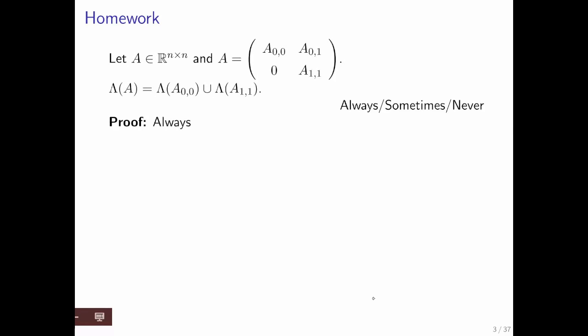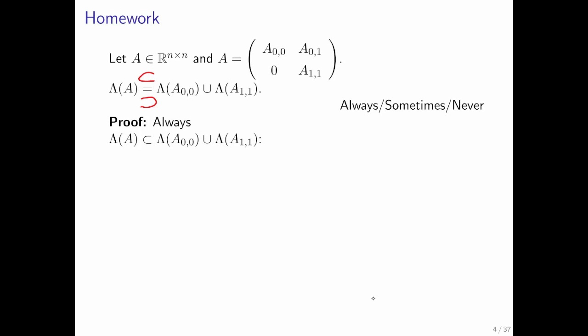So the answer is that this is always the case. Now, how do you prove something about sets? How do you prove that two sets are equal? Well, we need to show that the eigenvalues of A form a subset of the eigenvalues of A00 union the eigenvalues of A11, and then we need to show that the eigenvalues of A00 union the eigenvalues of A11 are a subset of the eigenvalues of A. If that's the case, then the two sets are equal.